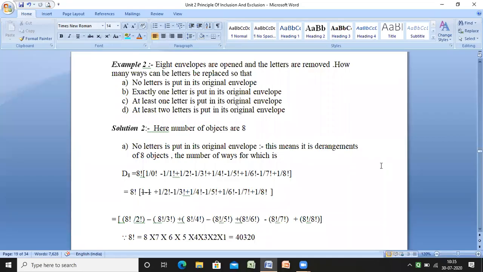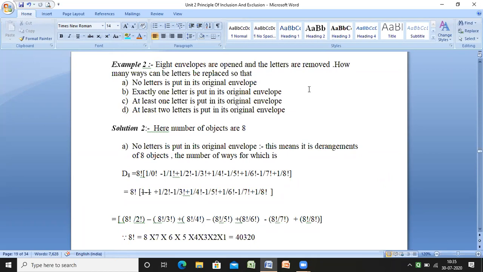Dear student, today we are going to start another example related to derangement and the second unit, the principle of inclusion and exclusion. This is the topic we are in right now, the second part of derangement. The example mentions that there are 8 envelopes which are opened and their letters are removed.